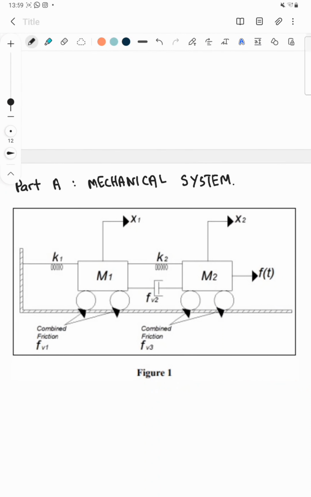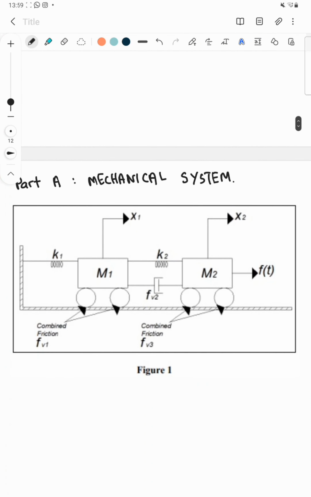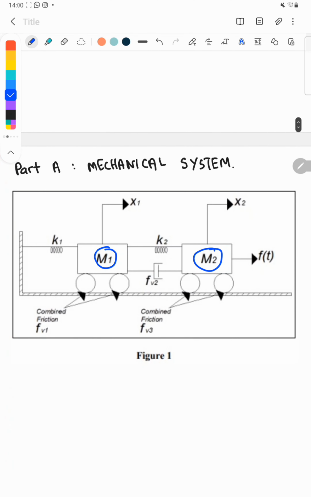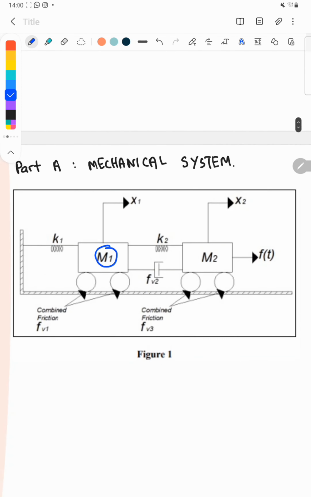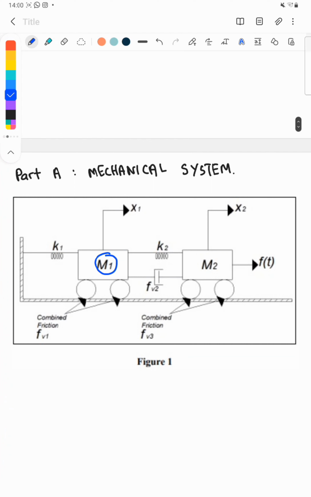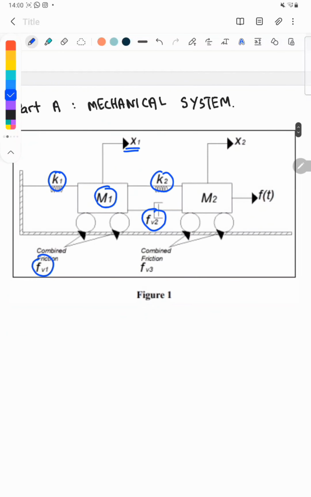For part A, mechanical system, as we can see in figure 1, they have two masses, which are M1 and M2. That means they have two loops. First, let's start at M1. At M1, the connections in M1 are K1, K2, FV1 and FV2 at loop X1. The formula will look like this.